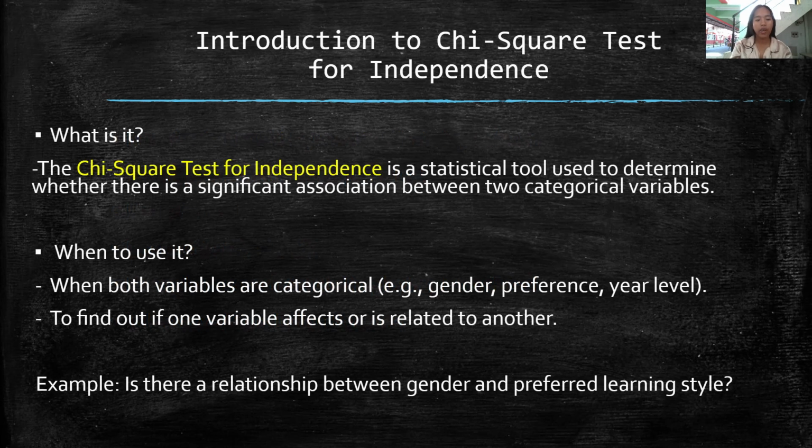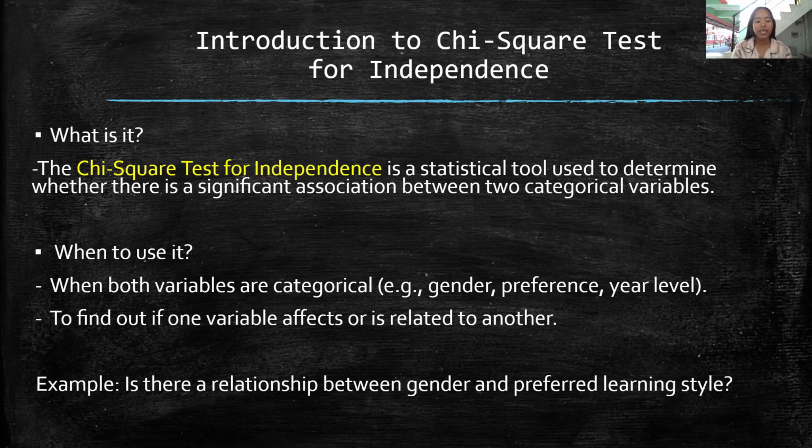So, what is the chi-square test for independence? It is a statistical tool used to determine whether there is a significant association between two categorical variables. We are going to use the chi-square test for independence when both variables are categorical. Example: gender, preference, and year level. To find out if one variable affects or is related to one another.